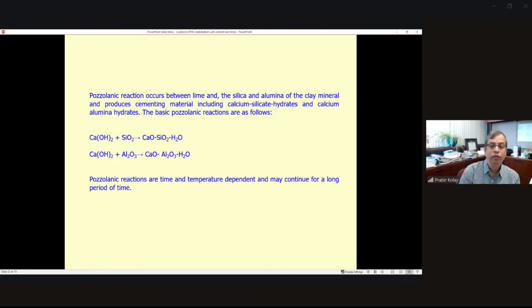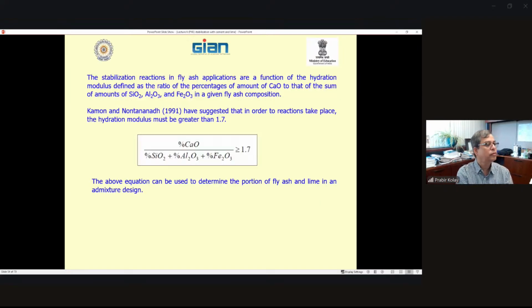Sometimes, if you need the strength quickly, you need to use cement or quick setting cement, or calcium sulfoaluminate cement. But if you need slow reactions, we don't need the strength quickly. So you can use fly ash or any other material or GGBS. But in the long run, the strength will be almost close to that of fly ash or GGBS or cement.